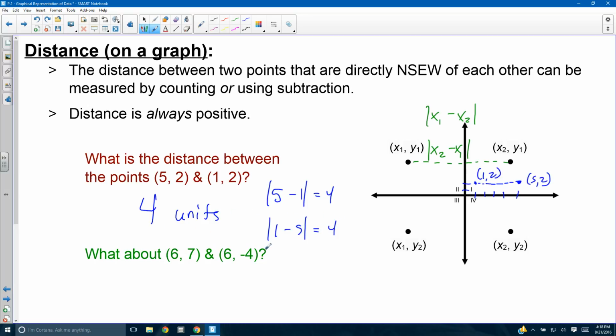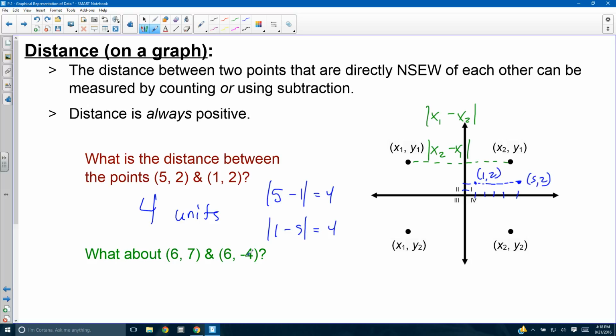Okay, what about (6, 7) and (6, negative 4)? Well, if you're talking about two things with the same distance away from each other in the x direction, but they have different heights, such as these two right here or these two right here, now it's a matter of taking your two different y values and subtracting them, y1 minus y2 or y2 minus y1.